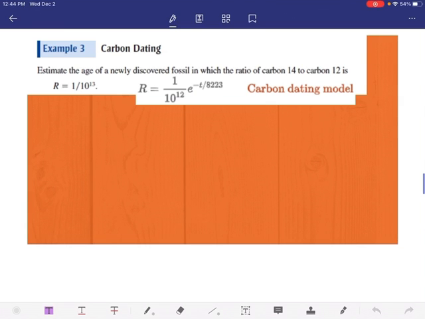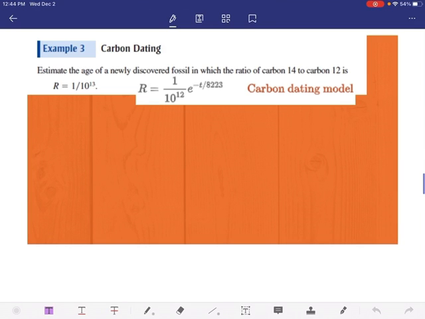So R is that ratio, that's what it stands for, and our model that we're going to be looking at is R equals 1 divided by 10 to the 12th times e to the negative t divided by 8,223. So notice here we have an exponential decay model because over time, the amount of carbon in an object is going to be decreasing.